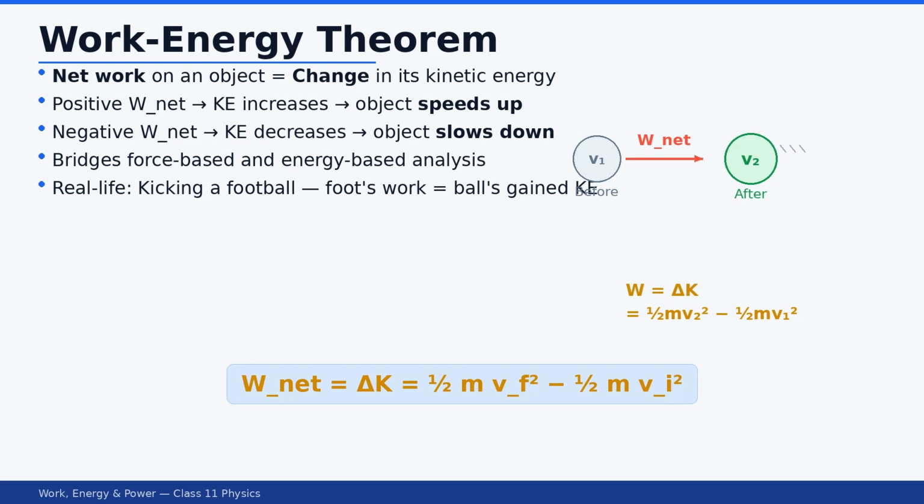The work-energy theorem is a beautiful connection. It says the net work done on an object equals its change in kinetic energy. W net equals delta K, which is half m v_f squared minus half m v_i squared. If net work is positive, the object speeds up. If negative, it slows down. This bridges force-based analysis and energy-based analysis. Think of kicking a football. The work your foot does equals the kinetic energy the ball gains.